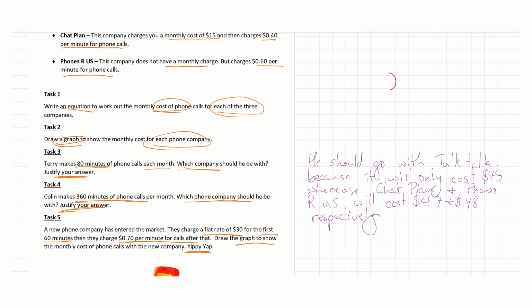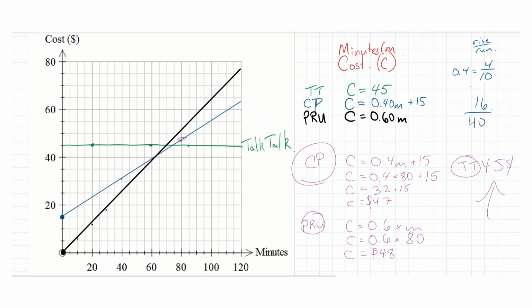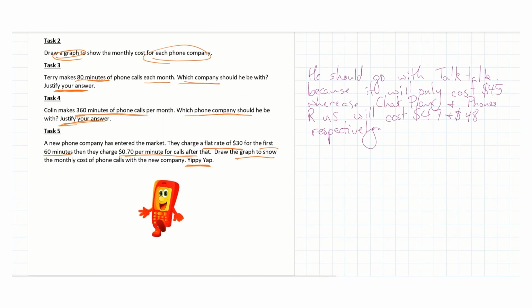Okay, cool. Colin makes 360 minutes of phone calls per month. Which company should he go with? Justify your answer. We can just look at this graph and see that if he chooses 360 minutes, then clearly TalkTalk's going to be better, right? Because TalkTalk is going to stay the same, whereas Chat Plan and PRU just keep going up. There's never a time when they're going to stop. So we know for sure that this is the best one to choose.